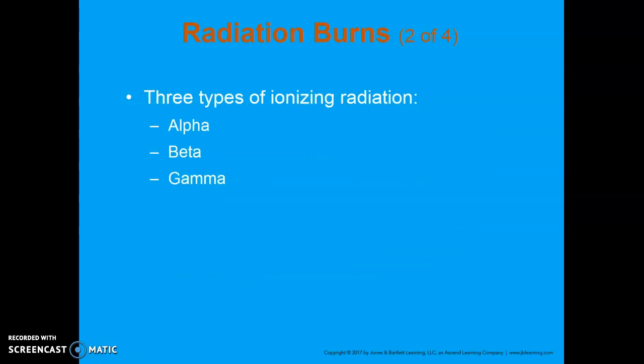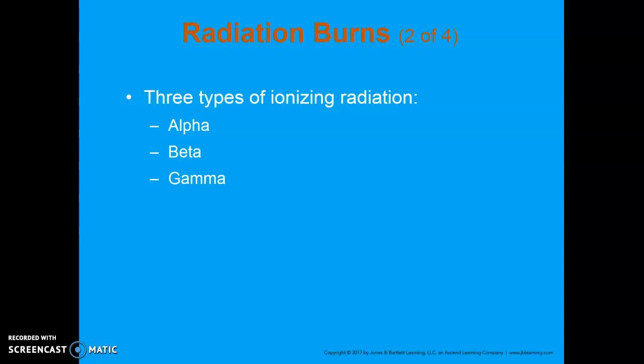There are three different types of ionizing radiation. Alpha particles have very little penetrating ability. They're easily stopped by the skin. Beta particles have greater penetrating power. They can travel much further in the air than alpha particles. They can penetrate the skin, but pretty much clothing can block those.